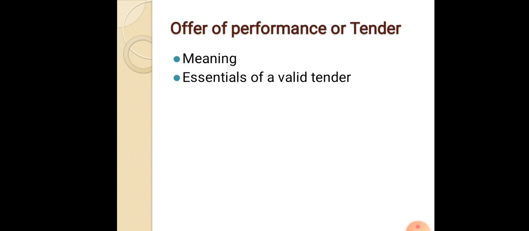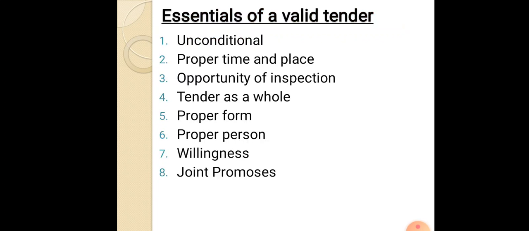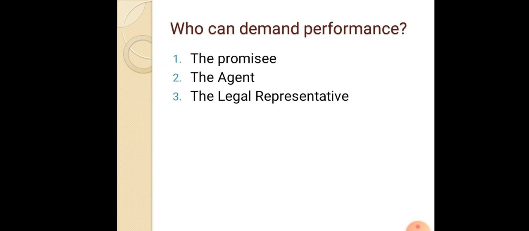So tender is nothing but offer of performance. We have also seen the essentials of a valid tender, where there are unconditional terms, the proper time and place, and opportunity of inspection. The tender should be as a whole, in proper form, by a proper person, with specific willingness, and the joint promises. That also we have seen in the last lecture.